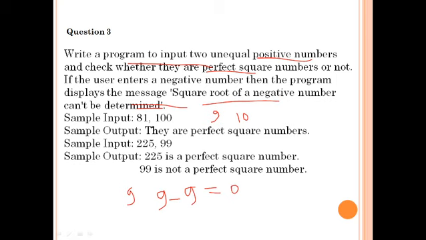Now how will you check? Suppose I put 80 as the input. The square root will come as 8 point something. For 80, the square root is 8.89.